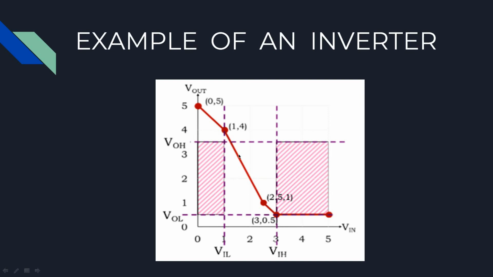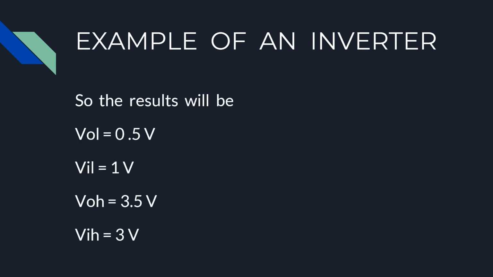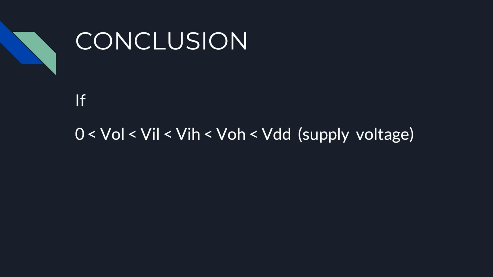So the nominal voltages will be VOL, which is equal to 0.5 volts, VIL, which is equal to 1 volt, VOH, which is equal to 3.5 volts, and VIH, which is equal to 3 volts. In conclusion, if we have a sequence like this, 0 less than VOL, less than VIL, less than VIH, less than VOH, less than VDD, the voltage supply, satisfying this constraint guarantees that the outputs produced are better in quality than inputs. Thank you.